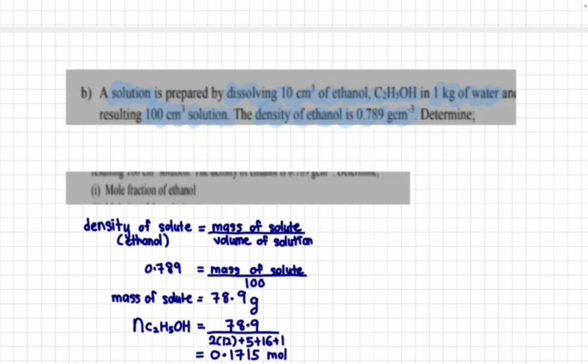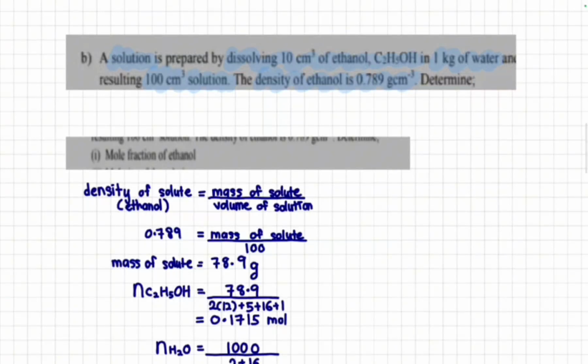A solution is prepared by dissolving 10 cm³ of ethanol in 1 kg of water, resulting in 100 cm³ solution. The density of ethanol is 0.789 gram per cm³. Determine the mole fraction of ethanol.